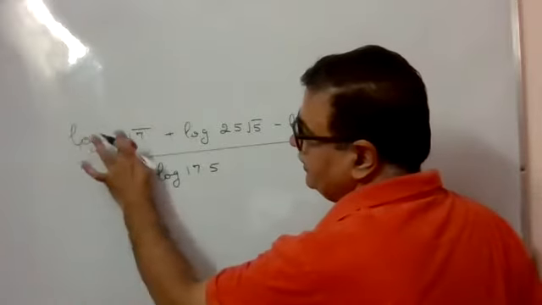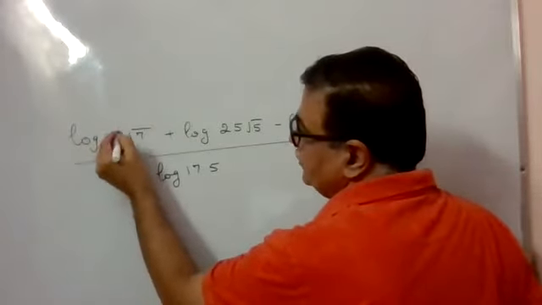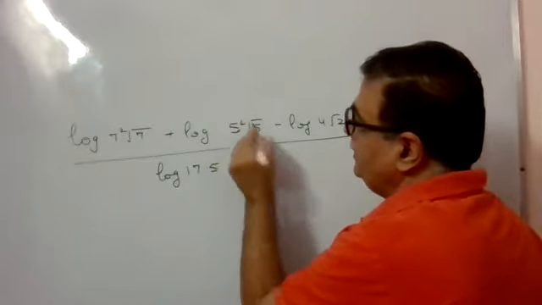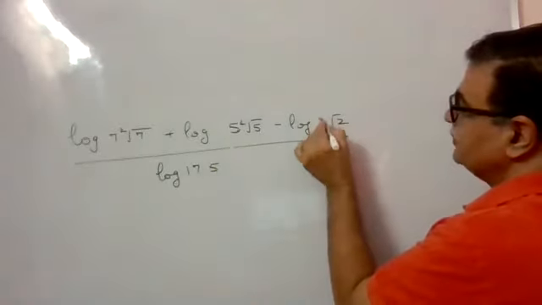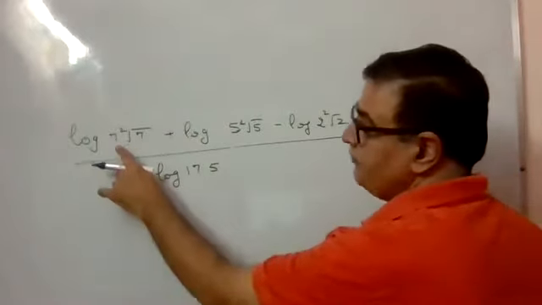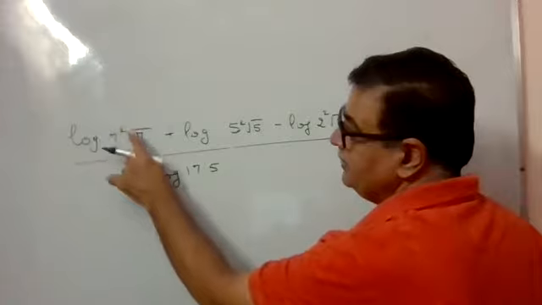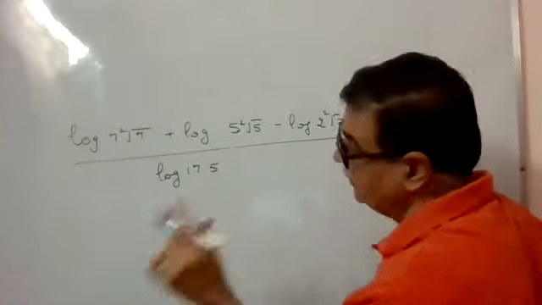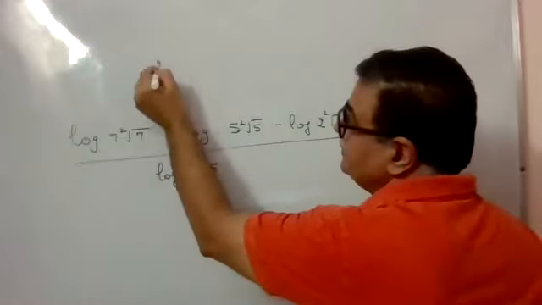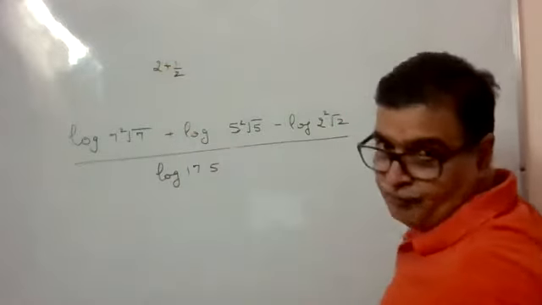What I should write here? 7 square. It will be 7 square. This will be 5 square. This will be 2 square. So all will become power 5 by 2? Yes. 7 power 5 by 2 because square is here and half is there. 7 square is here and 2 plus half, it is power 5 by 2.